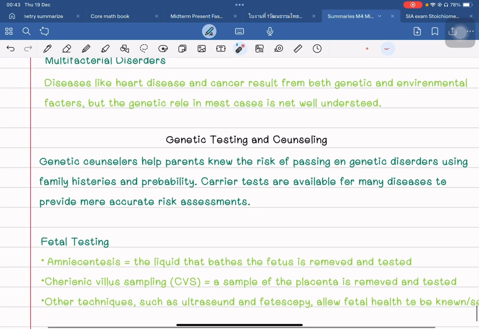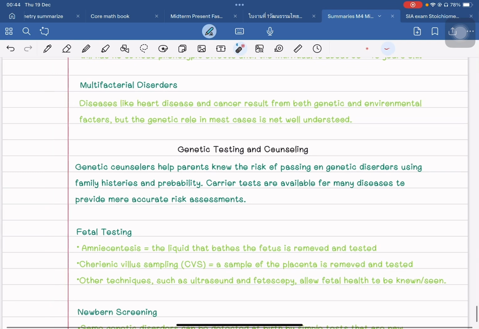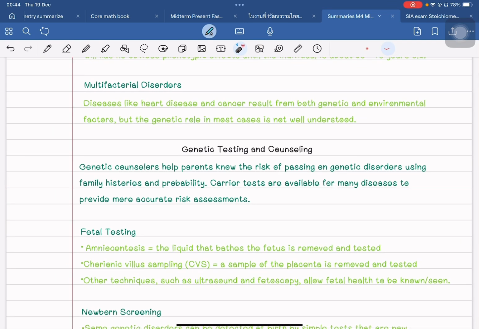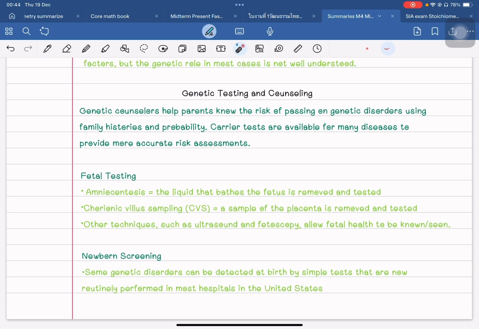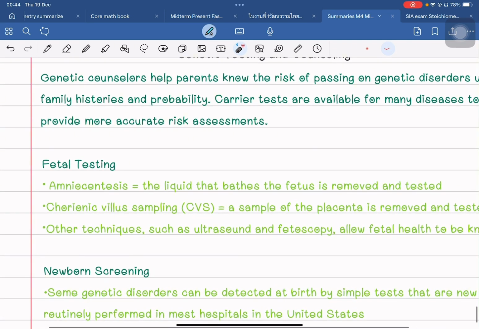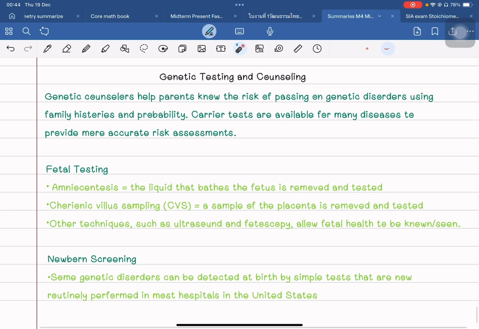The next topic is about genetic testing and counseling. Genetic counselors help parents know the risk of passing on a genetic disorder using family history and probability. Tests are available for many diseases to provide more accurate risk assessment. Nowadays we have fetal testing, which includes amniocentesis, where the liquid that bathes the fetus is removed and tested.